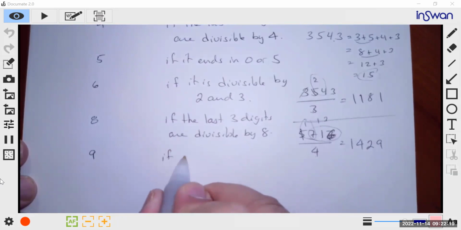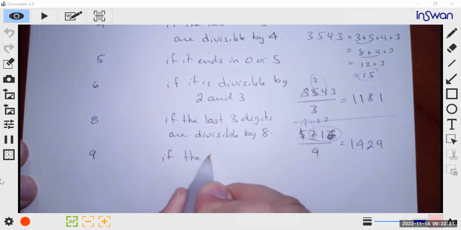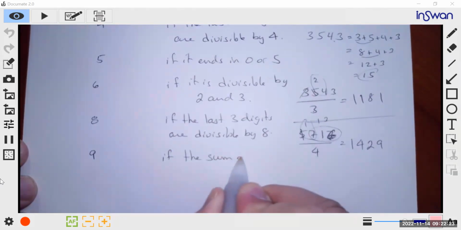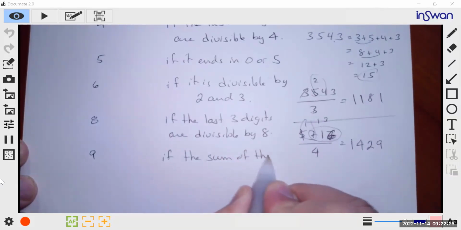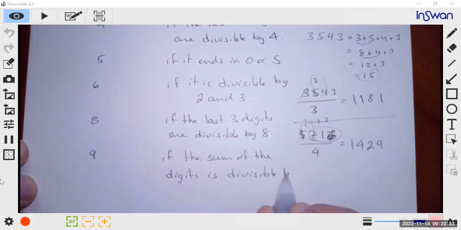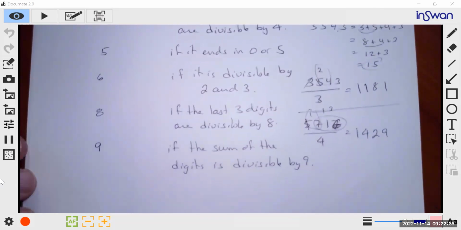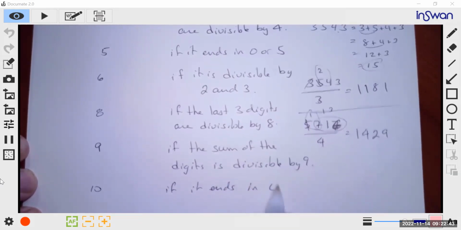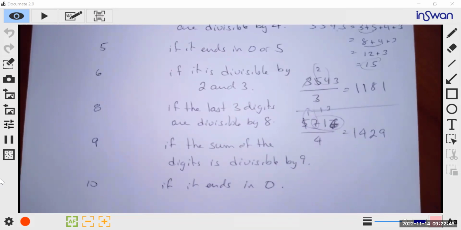It's divisible by 9 if the sum of the digits is divisible by 9. It's divisible by 10 if it ends in 0.